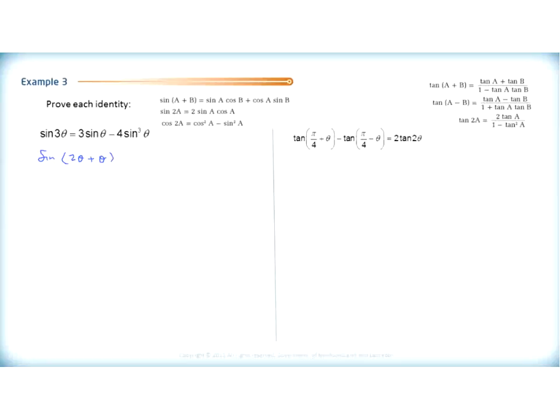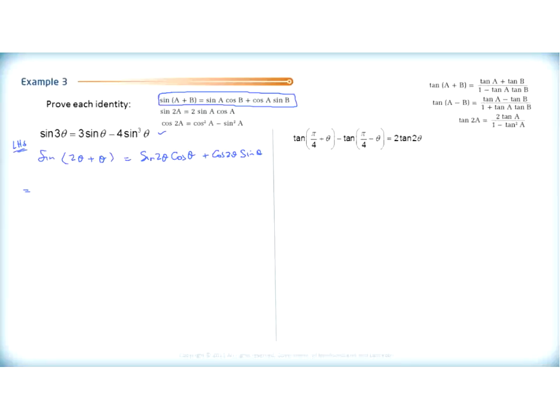Now let's work with the left-hand side first, okay? Let's work with our left-hand side only in this case, because I know what I've got to get on the right side, and there's not a lot I can do with that anyway, so let's leave that like it is. Let's just work with the left side and see if we eventually get the right side. So sine 2 theta plus theta, that's 3 theta. So if I'm going to use sine 2 theta plus theta, I need to use this identity here. A is 2 theta, B is theta. So I get sine 2 theta times cosine theta plus cosine 2 theta sine theta.